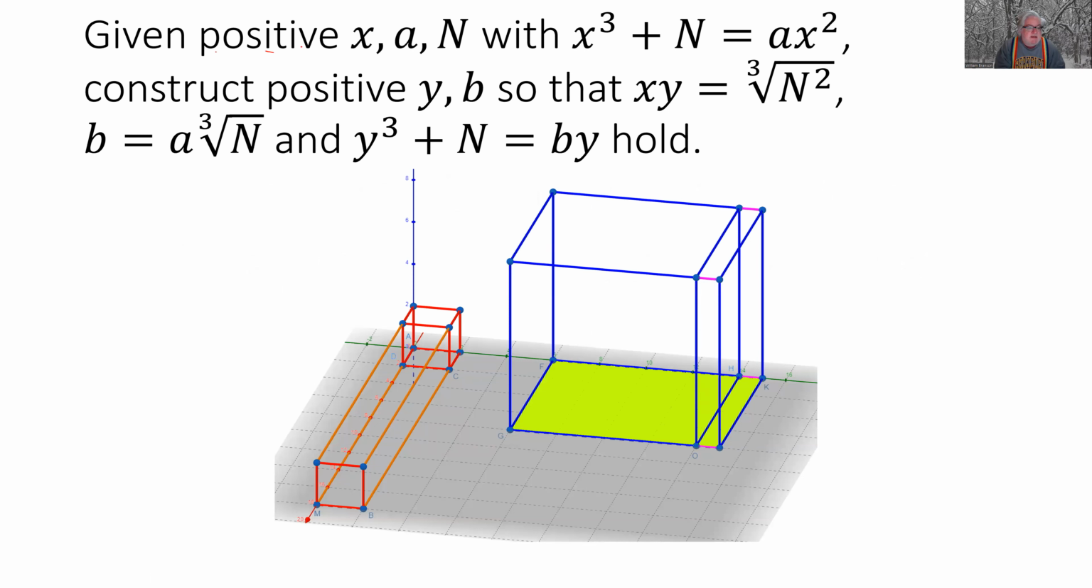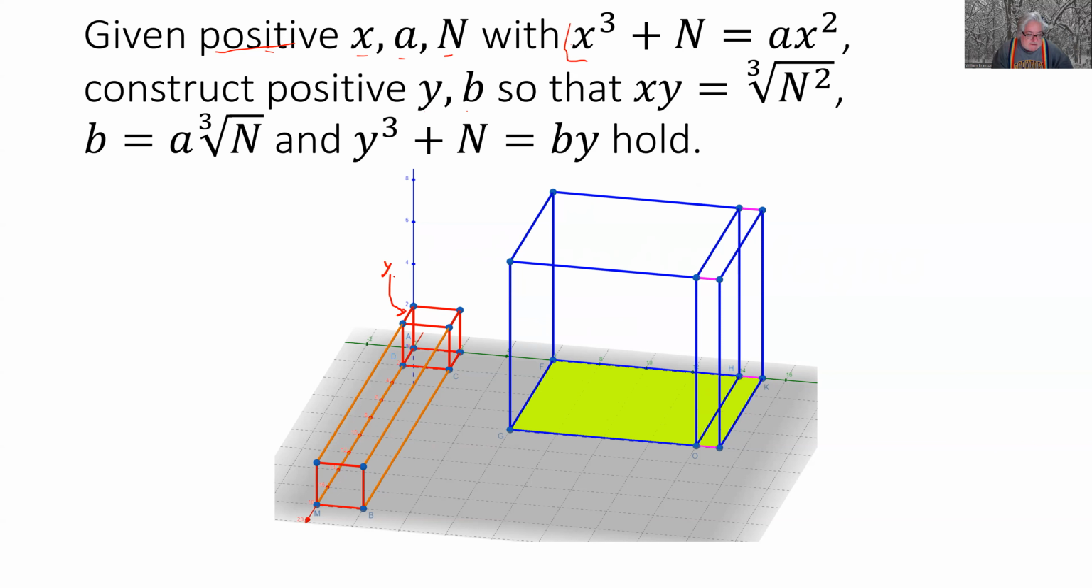Cardano starts with three positive numbers, x, a, and n, that are given with this relationship holding. What we want to do is to construct two positive numbers, y and b, so that these three equations hold. So Cardano looks at this as a relationship between volumes. And in the following, this is our picture.